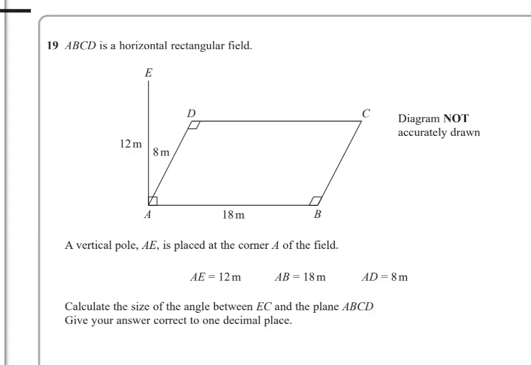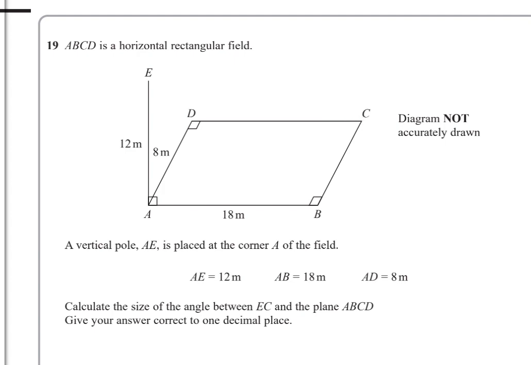Number 19. ABCD is a horizontal rectangular field. A vertical pole, AE, is placed at the corner A of the field. AE equals 12 meters, AB equals 18, AD equals 8. Calculate the size of the angle between EC and the plane ABCD. So this is EC.